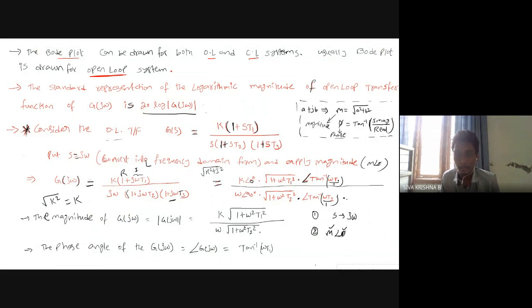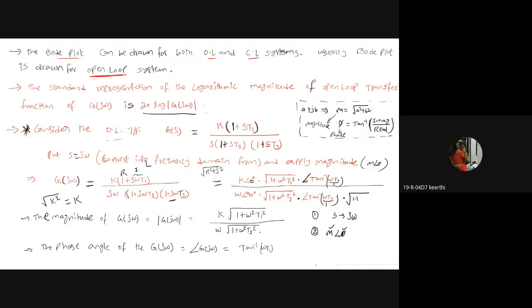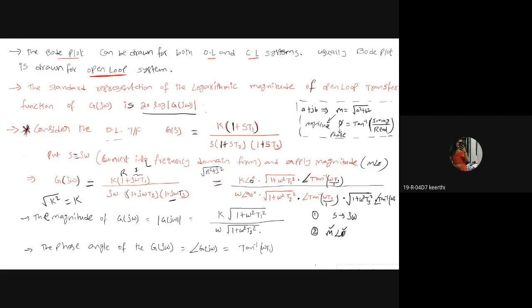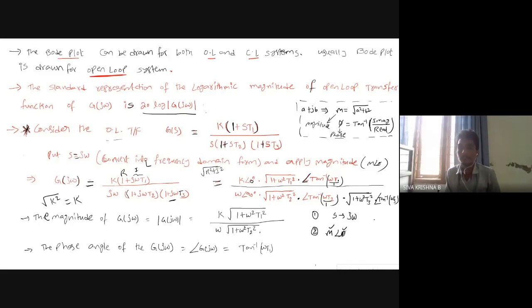First tell me the magnitude. Root over 1 square plus w square T3 square, into tan inverse of the angle. What is that? w T3. Yes, w T3 by 1. Magnitude means real value square plus imaginary value square, imaginary part meaning except j. Phase angle means tan inverse of imaginary value by real value.